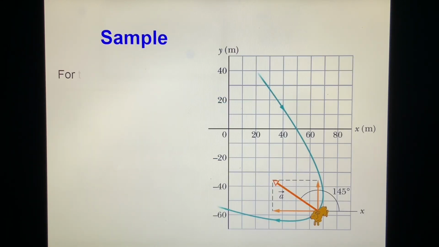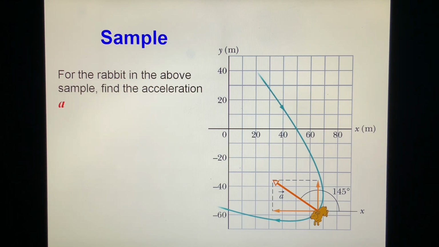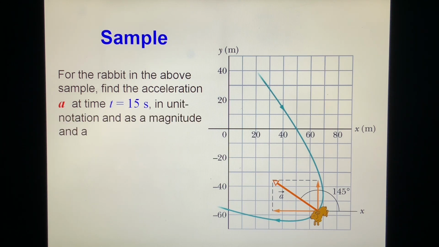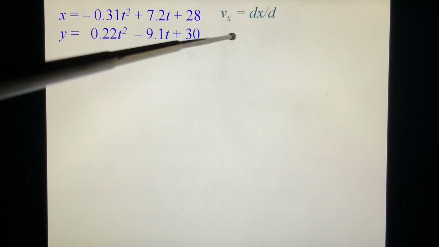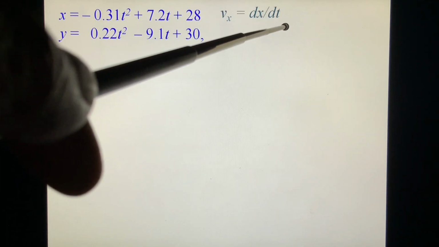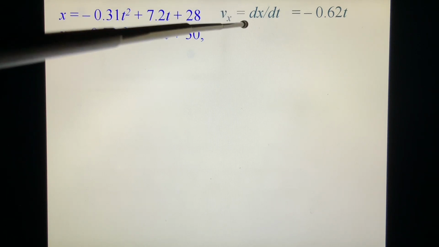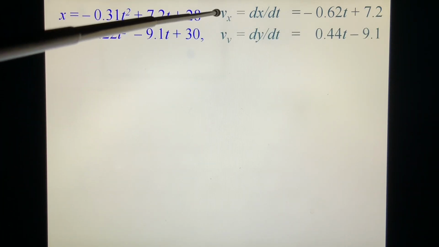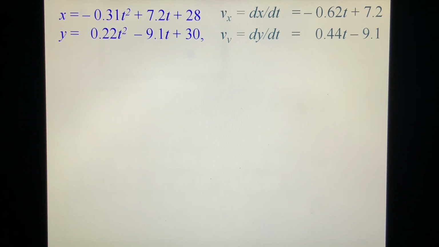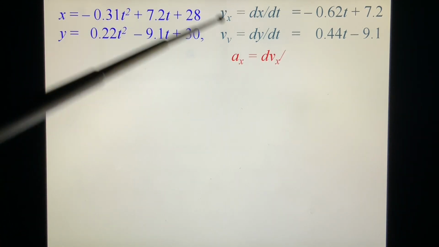Sample. For the rabbit in the above sample, find the acceleration a at time t = 15 seconds in unit vector notation and as a magnitude and an angle. This is given. So we get v. vx equals dx/dt, vy is dy/dt, and ax is dvx/dt.